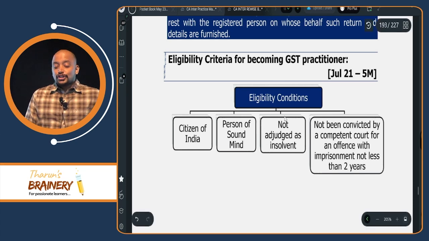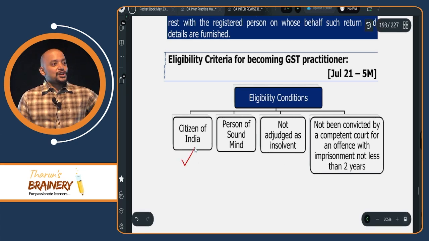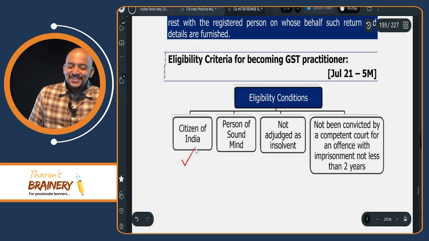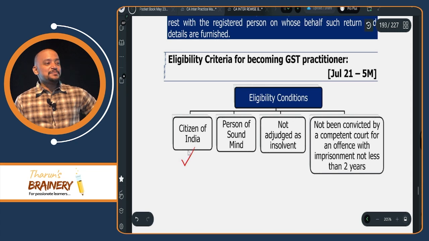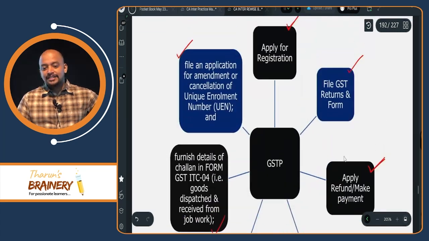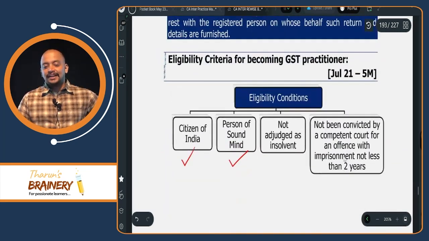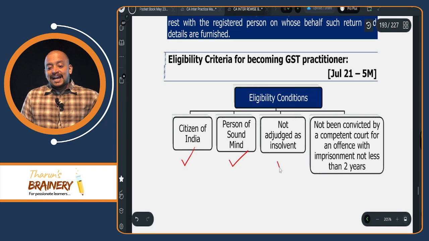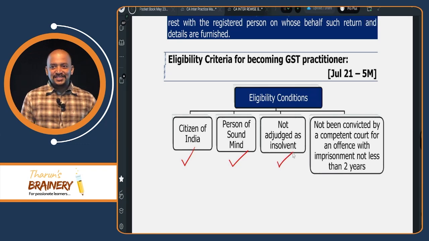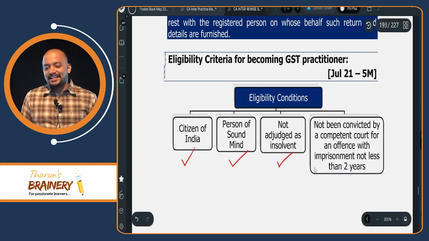That is, they should be citizens of India, because foreign citizens don't have any other work. So, only a citizen of India can become a GST practitioner. A person of sound mind, for what? For doing these activities, they should have a sound mind. Then, not adjudged as insolvent. Director disqualification it is, okay. So that they have kept here.